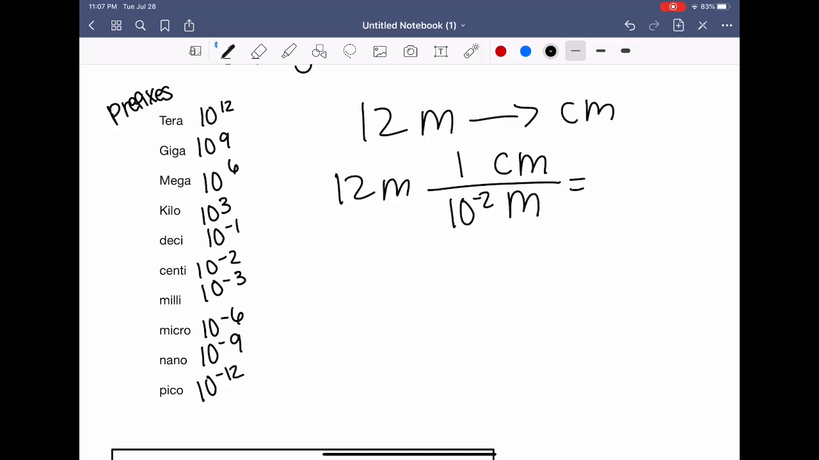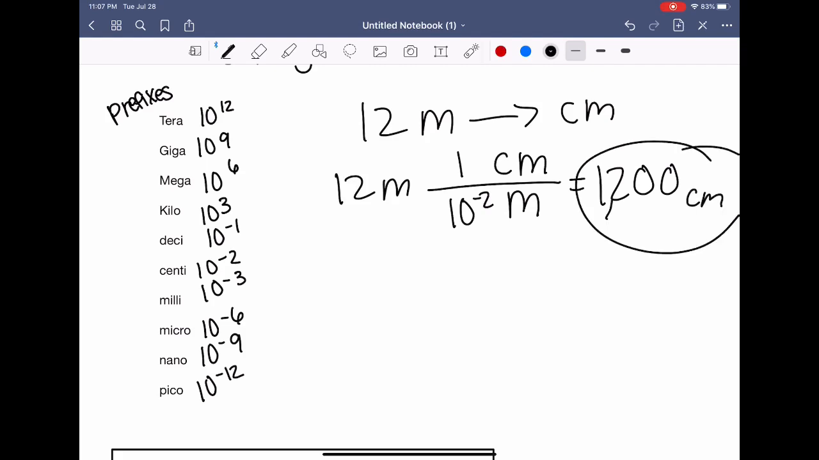I use a calculator. It is simple math. You could definitely do the decimal system where you move your decimal over places. But for all purposes of this, I'm just going to do it on my calculator. And the answer is 1,200 centimeters. And that is your answer.